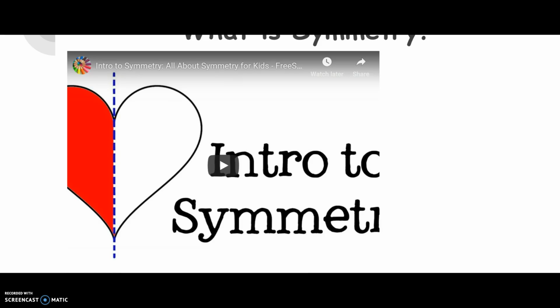So we're going to talk about symmetry. So what is symmetry? Now there is a video here that you can look at, but basically symmetry means that the sides are equal. They're mirror images of each other. So this picture of a heart is an example, because if you were to fold it down the middle in half, the sides would line up equally. So that means it has symmetry. And when you do go through this slideshow, click on this video, and that will open up and go into a little more about symmetry and how that works.